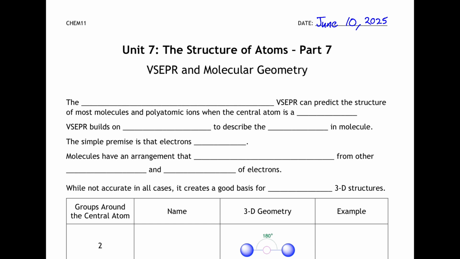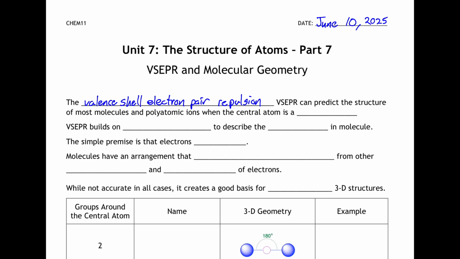The name of it basically explains the whole premise. So it is valence shell, that's VS, valence shell, and then EP, electron pair, and then R stands for repulsion. So basically that's what VSEPR stands for. It's valence shell electron pair repulsion, which is a whole mouthful, which is why we created an acronym for it. But it basically outlines the same thing.